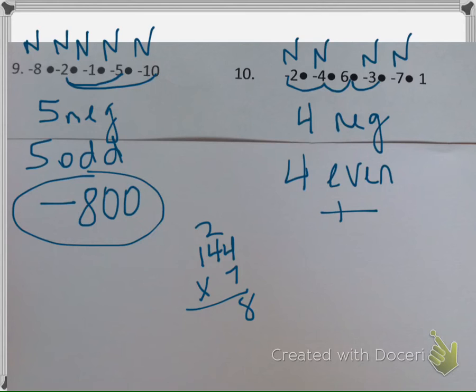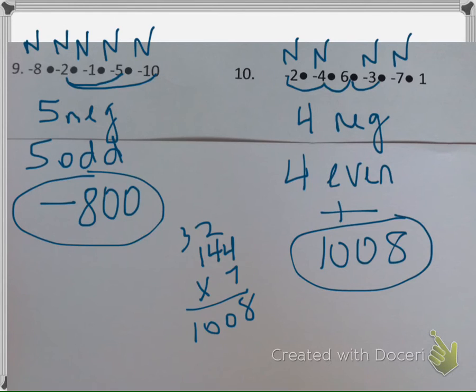I guess I could have, 28, that's 30, that's 7, that's 10. 1008 would be your answer, and that's a positive 1008. Okay, if you have any questions, make sure you write them down. 2 more to go.